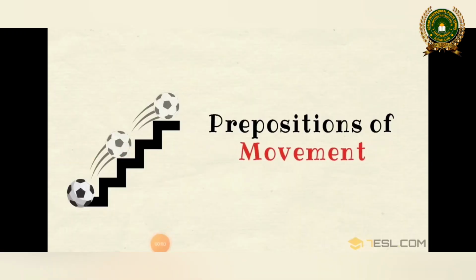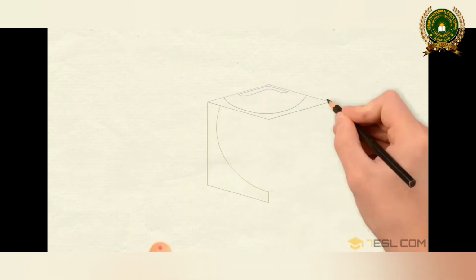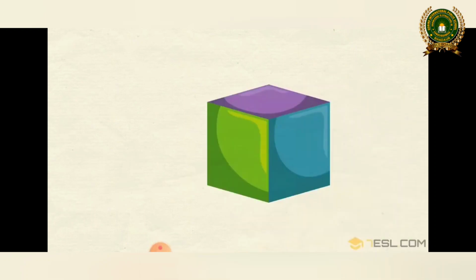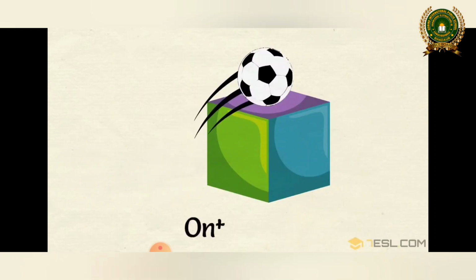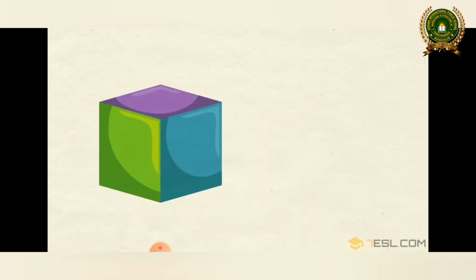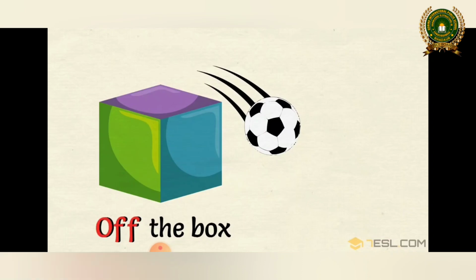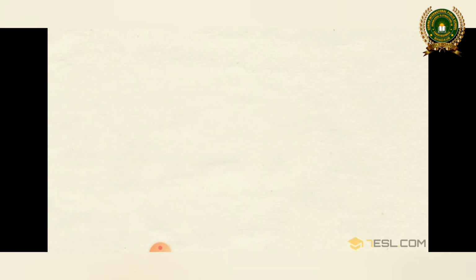Let's practice prepositions of movement once more for your better understanding with the help of pictures. So here it shows a relationship of a ball with a box. The ball goes onto the box, from down to up, on the surface. When something comes down from the surface, there we will use off the box.